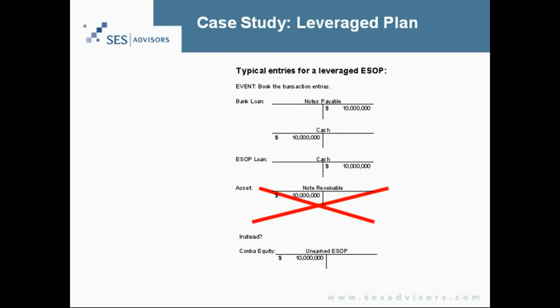Essentially, we're going to record this not as an asset, but as a contra equity entry. So you get the rather unusual contra equity account when we're setting up the ESOP, a leveraged ESOP. So here we're setting up a $10 million debit for the contra equity account. And of course, as you've already surmised, that makes a bit of a mess of the equity section. And we'll talk about that as we go on.